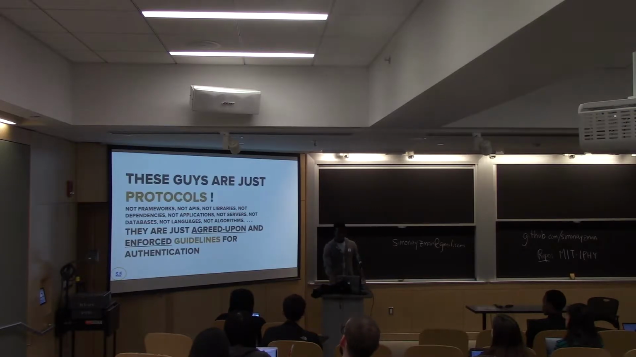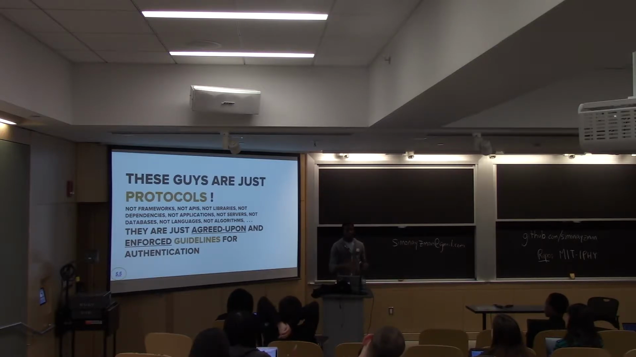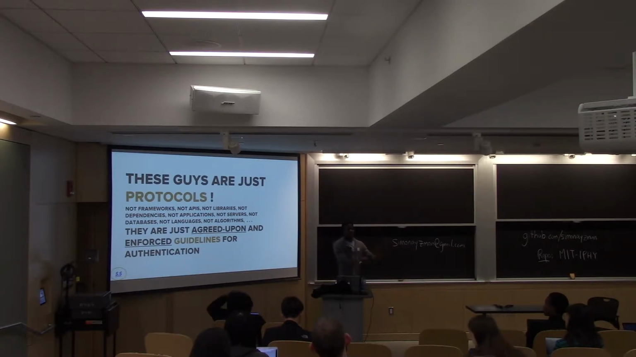But anyway, what I want to emphasize with these two things is that they are protocols. They are not a framework, they are not an application, they are not an algorithm, they are just protocols. They are a set of rules that the internet community agreed upon and that applications follow whenever they want to use these protocols. For example, when Facebook says we are using OAuth 2, it just means that they're obeying the same principle that the internet community agreed to obey. Same for Google, same for MIT OpenID.